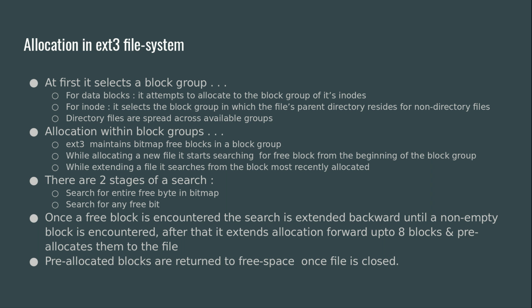After this, it extends the allocation forward up to 8 blocks and pre-allocates them to the file. This reduces fragmentation and also reduces the CPU cost of disk allocation by allocating simultaneous blocks. Pre-allocated blocks are returned to free space once the file is closed.